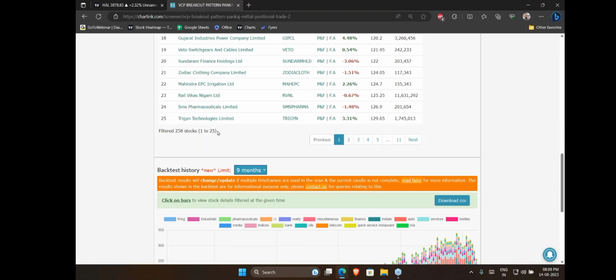Look at this. Earlier we were getting 347 stocks. Now is it reduced to 258? पहले हमको अगर बिलो 100 वाले हम लेते हैं तो 347 मिल रहे थे, अभी हमको 258 मिल रहे हैं. So our half work is almost done.